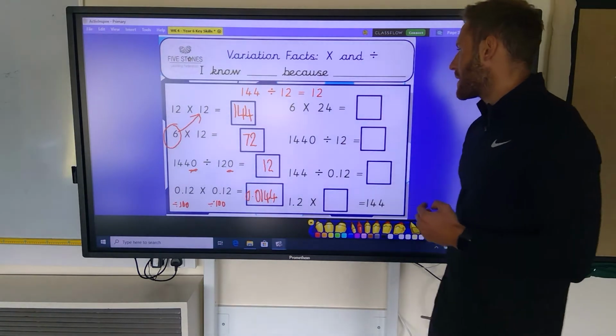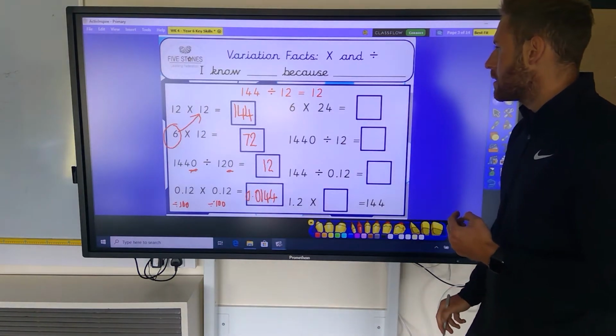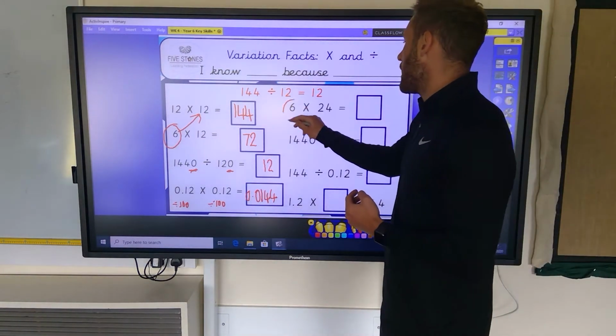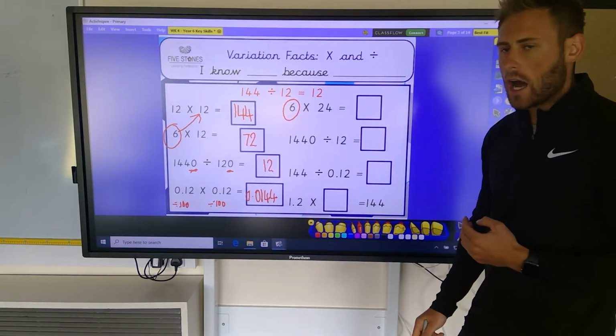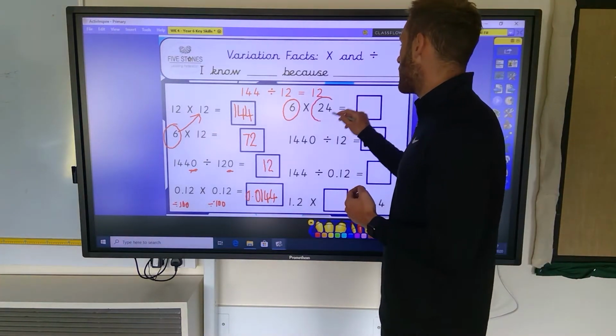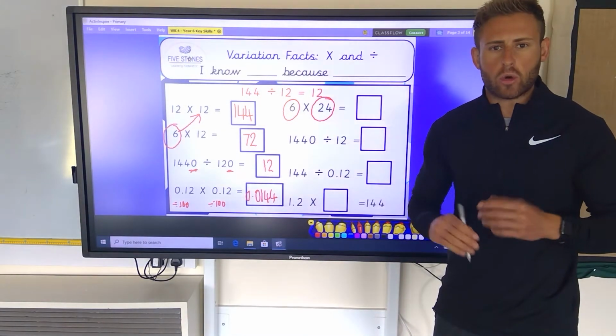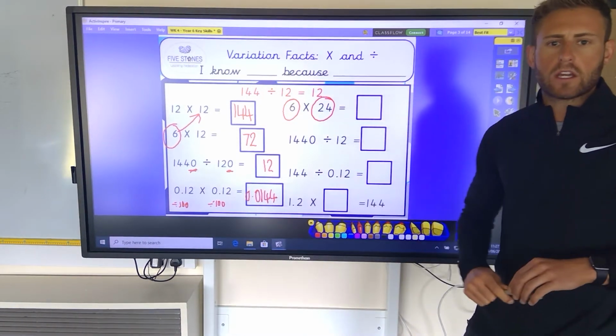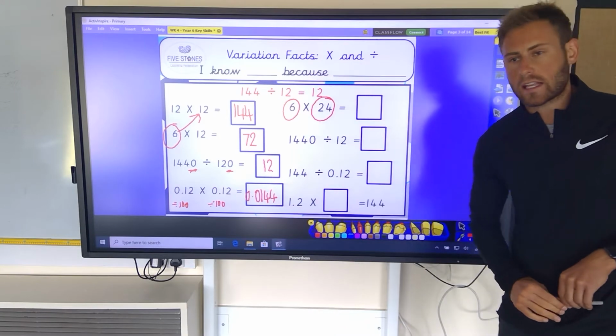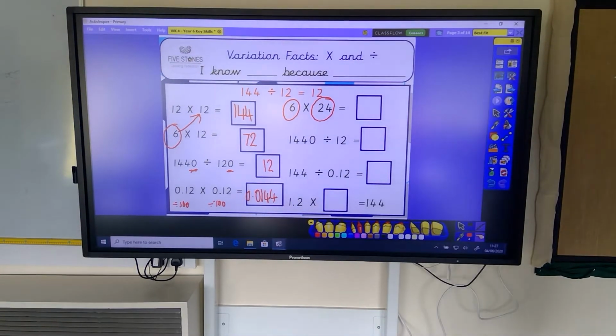Looking at the relationship again, what can we see? We can see that one part has halved and the other part has doubled. So what impact is that going to have? I want you to spend a moment just to explain that to the person sitting next to you.